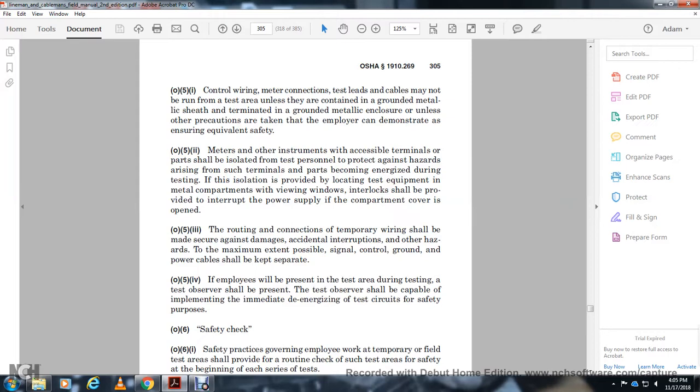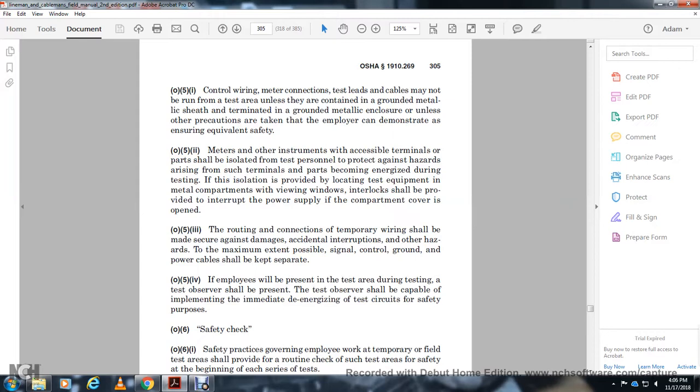Middle compartment's view window interlocks shall be provided to interrupt the power supply with the compartment covers open. The routing of the connection for temporary wiring shall be made secure against damage or accidental interruption, to the extent possible. Signal, ground, control and power cables shall be kept separate. If an employee is present in the test area during the test, a test observer shall be provided. The test observer shall be capable of implementing the immediate de-energization of the test circuit for safety purposes.